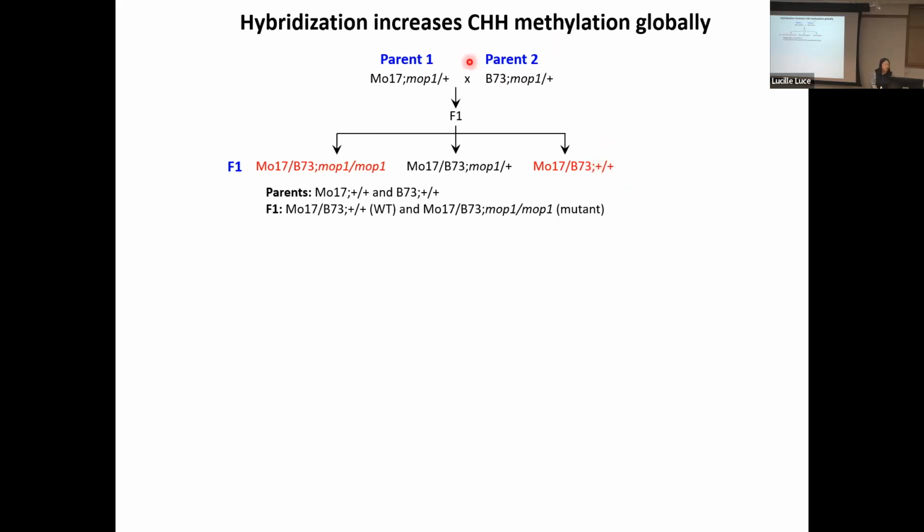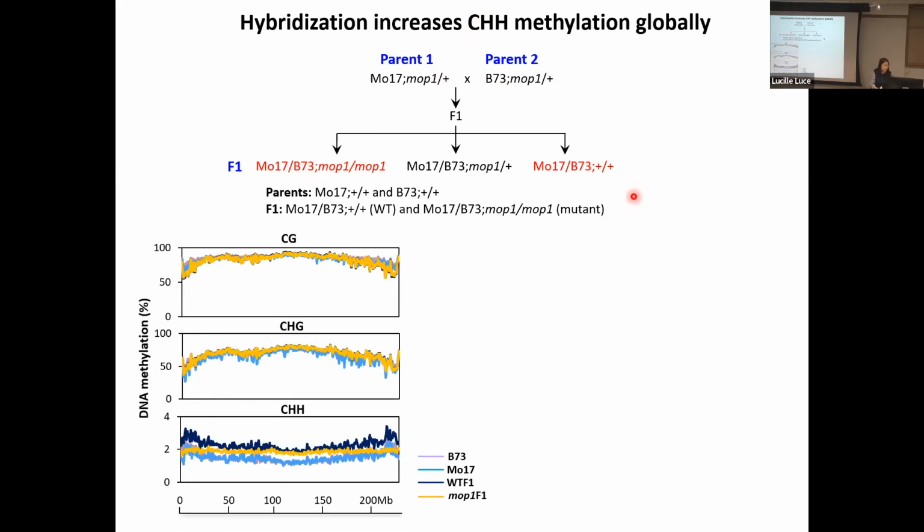Later on, we performed whole genome bisulfite sequencing of the two parents and their F1 hybrids. Here I just show you one chromosome, maize chromosome 1. This is the physical distance, and this is the methylation level. You can see that for CG and CHG methylation, they are pretty stable, with no large difference genome-wide. But if you check the CHH methylation, these two are the parents, and this one is the wild type hybrid. You can see hybridization actually increased CHH methylation a lot genome-wide.